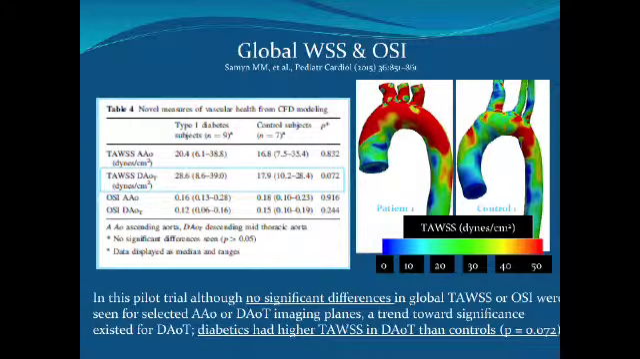Looking at our time average wall shear stress, if we looked at the global time average wall shear stress for the ascending aorta, there really was no difference. There was a trend in the descending thoracic aorta, but it still didn't meet significance, and no difference in the OSI. Again, initially we were all kind of disappointed, but if you look at the pictures, they look very different. This is a patient and you can see a lot of red, a lot of high time average wall shear stress, and the control less so.